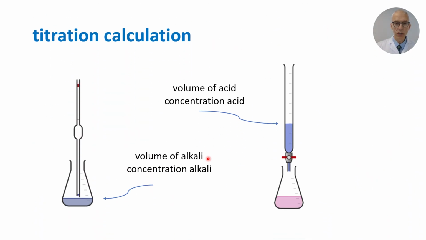So in titration, there are 4 values that you have to manipulate: the volume of alkali and the concentration of alkali, often found in the conical flask, and then the volume of acid delivered from the burette and the concentration of that acid. And we want to know their values at exact reaction, that is when the indicator changes color. If you have 3 of these values, the 4th, the unknown value, can be calculated. That is the key idea in titration calculation.